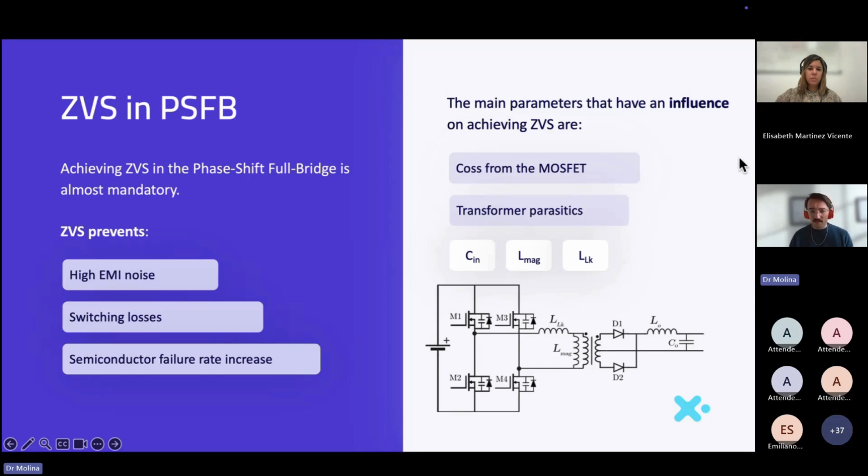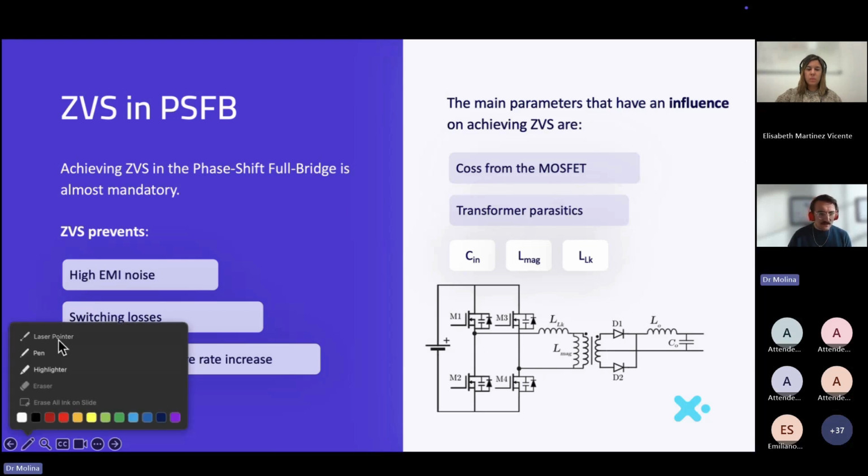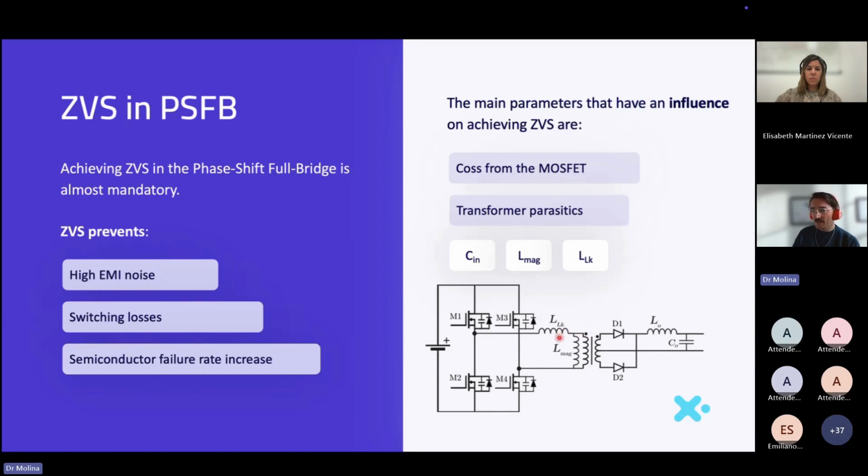So you have losses in the transformer, for example, this voltage phase shift center tap. You have losses in the transformer, you have losses in the output inductor, but also you have losses in the switches, in the semiconductors.